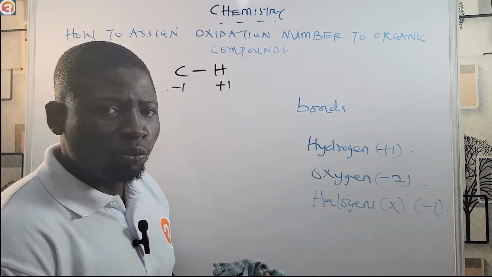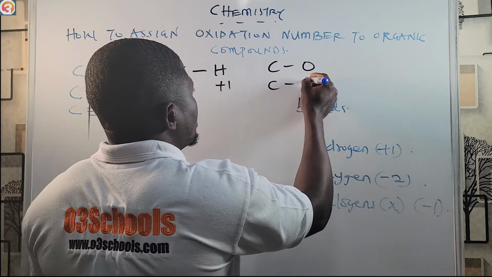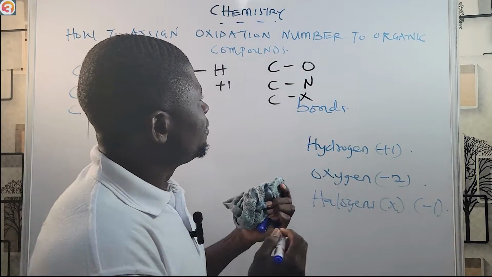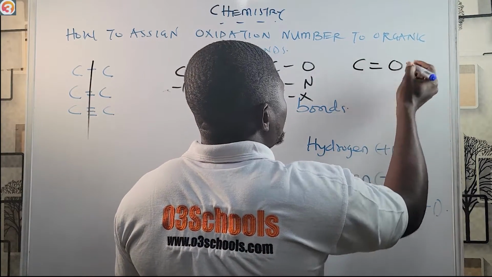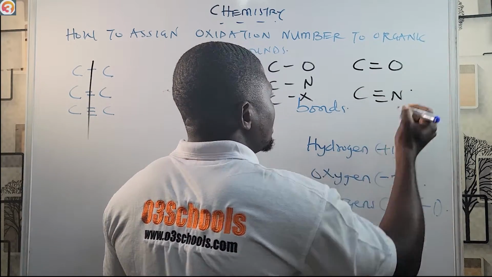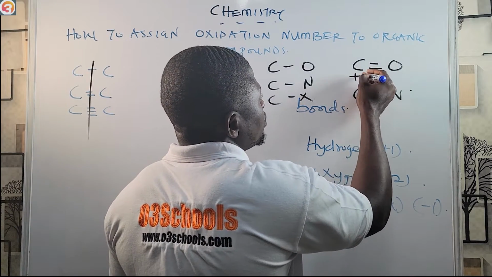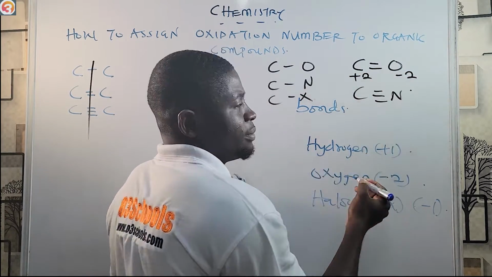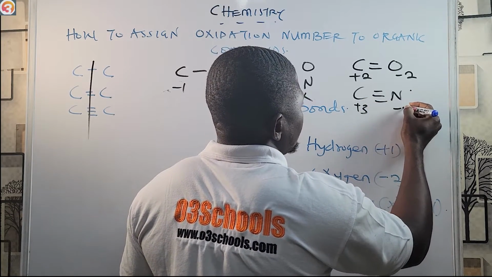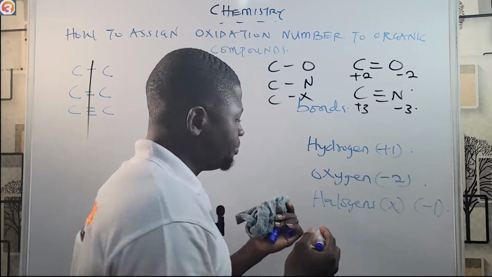Carbon can also bond with other elements, such as oxygen, nitrogen, and halogens. Irrespective of that, whether it is a carbon to oxygen double bond or a carbon to nitrogen triple bond, the oxidation number of carbon here will be +2 while oxygen is -2. Here it will be +3 for carbon, while oxygen here is -2, and nitrogen here is -3 rather.